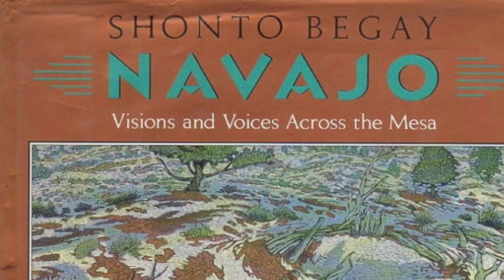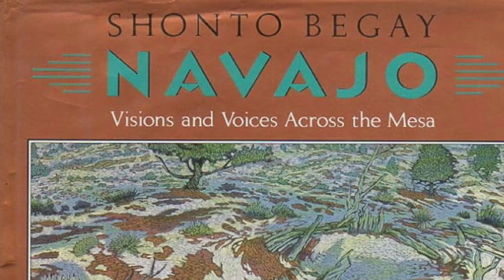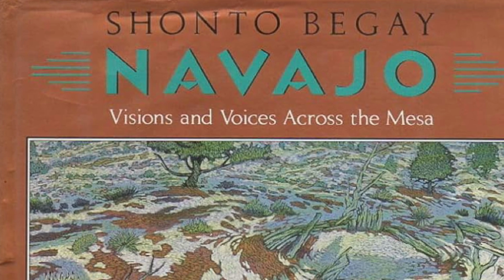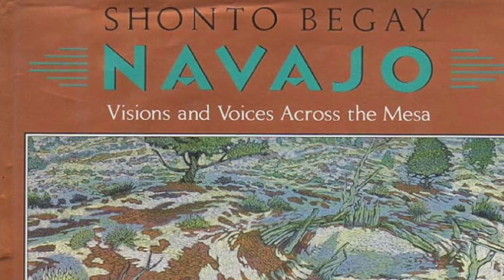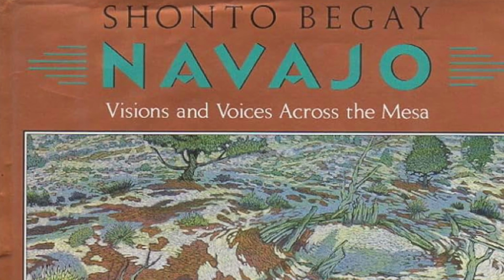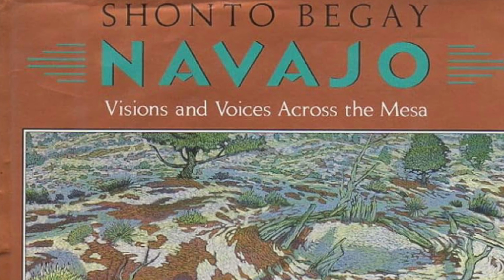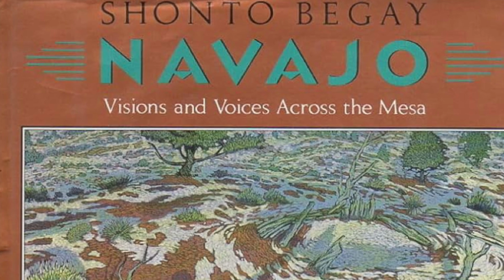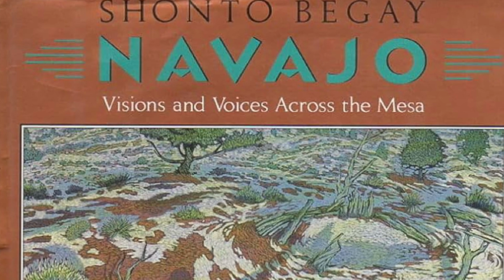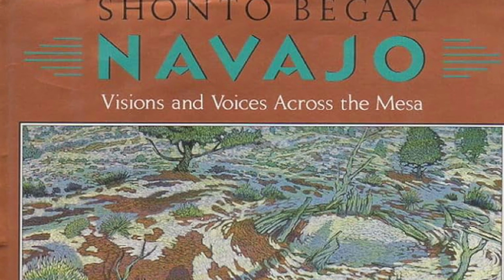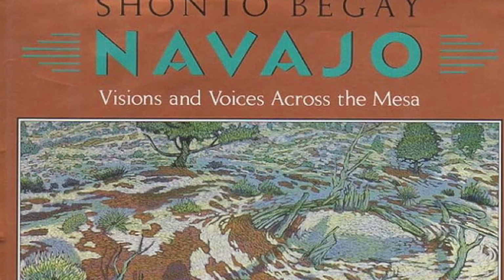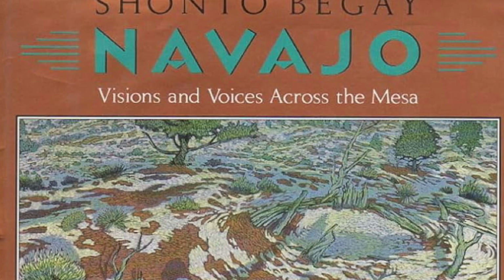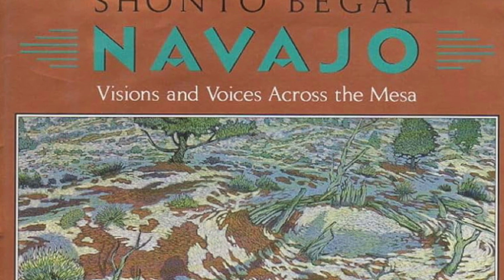An example of a multicultural poem text is Navajo, Visions and Voices Across the Mesa by Shonto Begay. This discusses the different experiences and traditions of the largest Native American Indian tribe in the United States. The author and illustrator uses chants and stories from the ancient times, reflecting upon the different ways of living and his own experiences from childhood and his family.